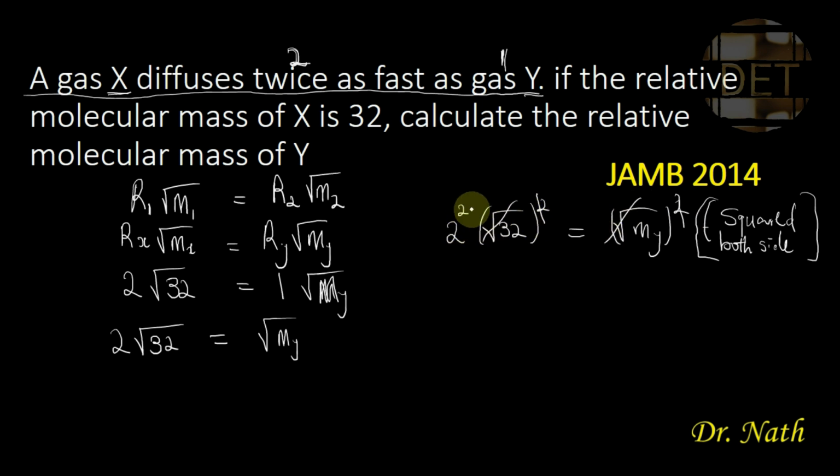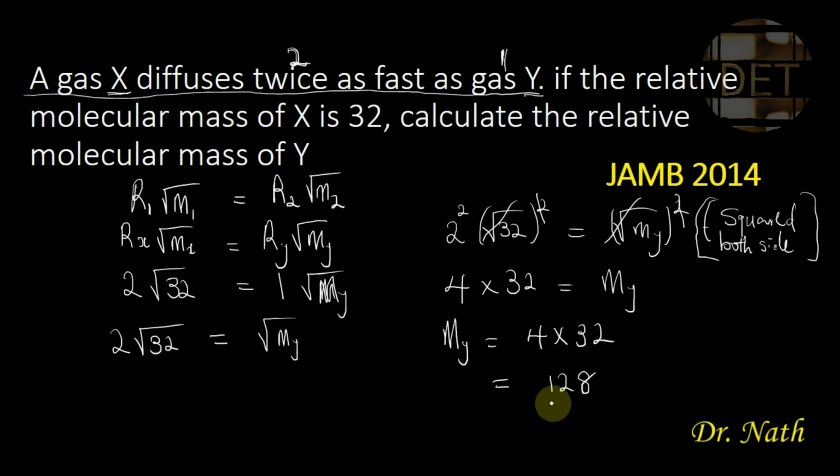So 2 raised to power 2 is 2 times 2, and that is equal to 4 times what I have here, 32, is equal to MY. Because this square has cancelled the square root, leaving 32 and also leaving MY. So I can actually rearrange this expression. So MY is equal to 4 times 32, and 4 times 32 is equal to 128. So this is the relative molecular mass of the gas Y.